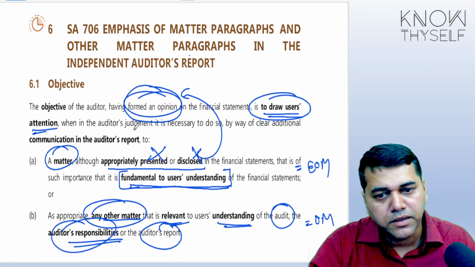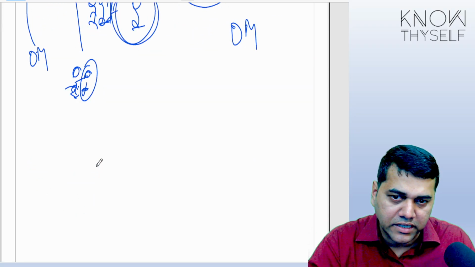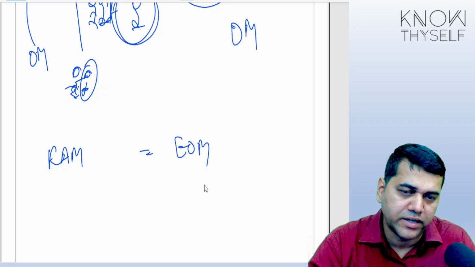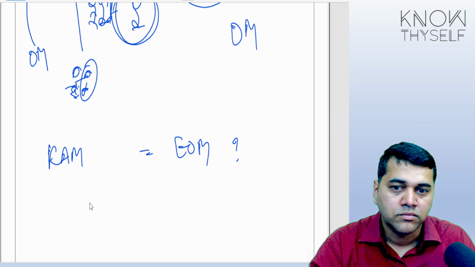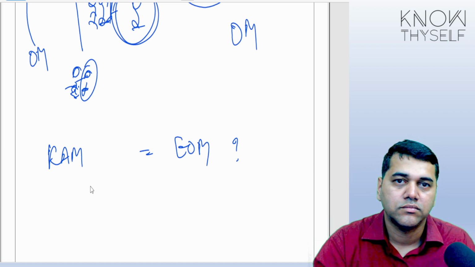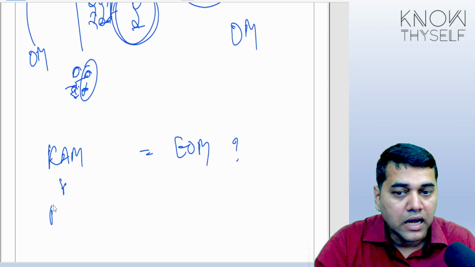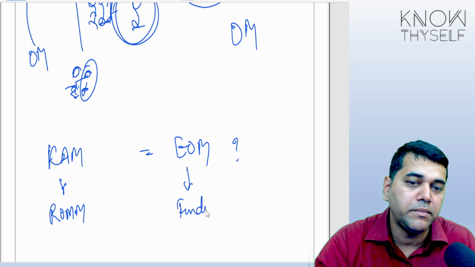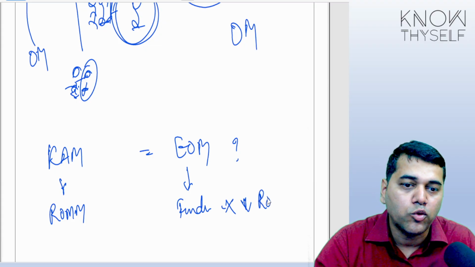Now one very fundamental question can come to you. Sir, how is key audit matter different from emphasis of matter? You should ask me. I am asking you this question. Both are very fundamental and very important. But KAM is viewed from the ROMM perspective. Emphasis of matter is looked at from the fundamental understanding perspective. That means in this case there is low ROMM.